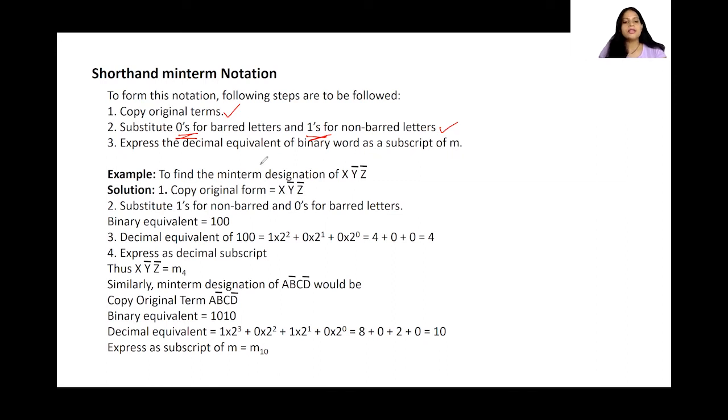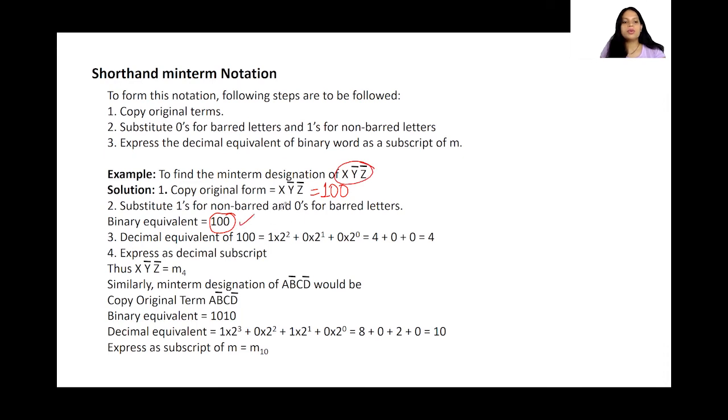Okay, so let's see them with an example so that you understand it in a better way. The example is find the min-term designation of x, y bar, z bar. So it is saying substitute 1 for non-barred and zeros for the barred letters, isn't it? So x is non-barred, non-barred means where there is no bar, so x becomes 1. 0 for barred letters, so y bar and z bar become 0, 0. That's why the binary equivalent of this particular expression is nothing but 100.